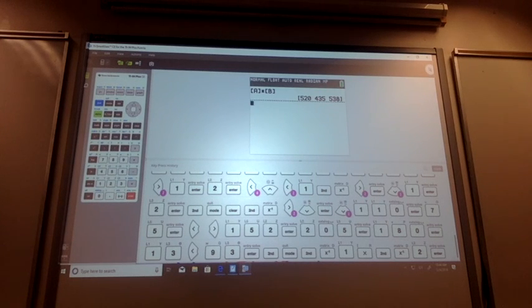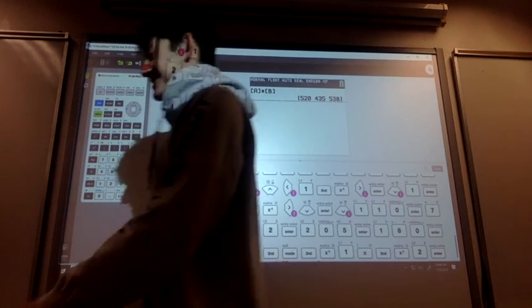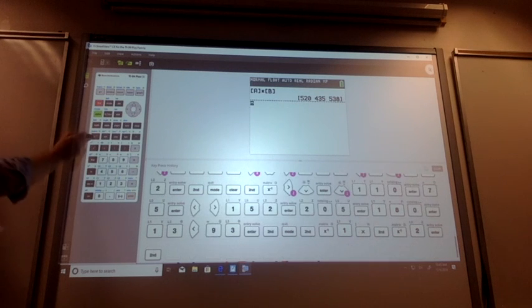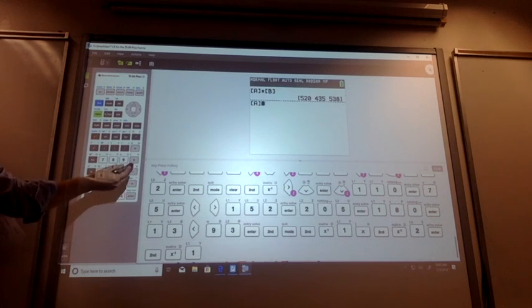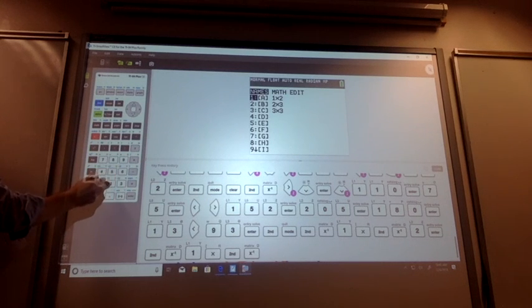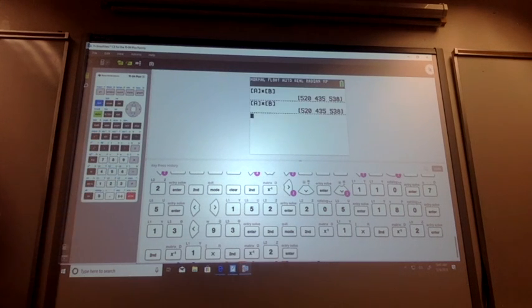So they made on Monday $520. On Wednesday they made $435, and on Friday they made $438. Wait, how did you multiply? I keep missing. Second matrix A, the times button, second matrix B, enter. I got you.